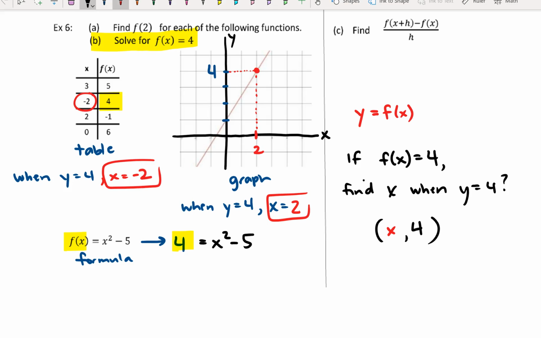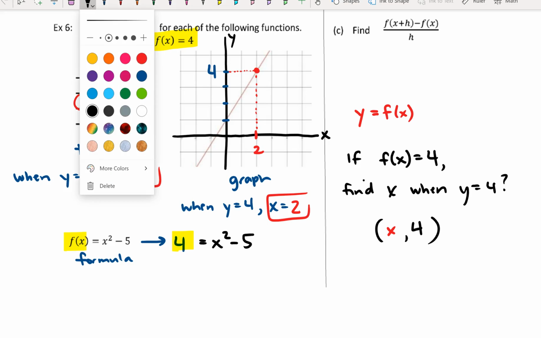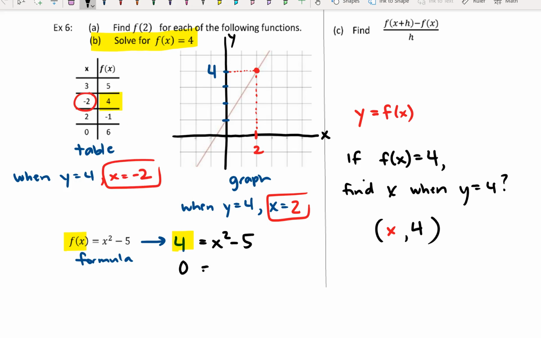So I'm going to move the 4 over. If I subtract 4 from both sides, I will get 0 equals x squared minus 9. So remember, -5 minus 4 is a -9. And that's a very nice binomial there. That is a difference of squares. Nice perfect square. So I'll factor that further. X squared minus 9 factors down to x plus 3, x minus 3.